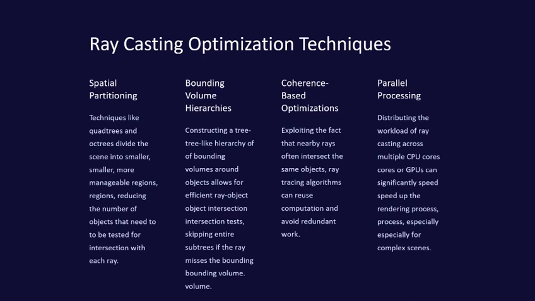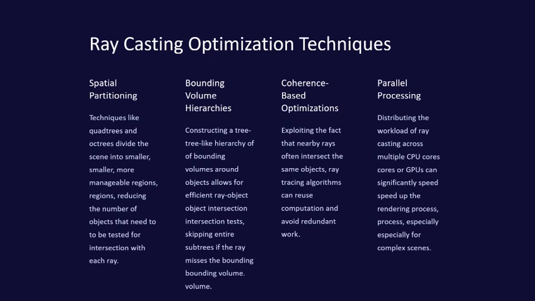Spatial partitioning. Techniques like quadtrees and octrees divide the scene into smaller, more manageable regions, reducing the number of objects that need to be tested for intersection with each ray. Bounding volume hierarchies. Constructing a tree-like hierarchy of bounding volumes around objects allows for efficient ray-object intersection, skipping entire subtrees if the ray misses the bounding volume.